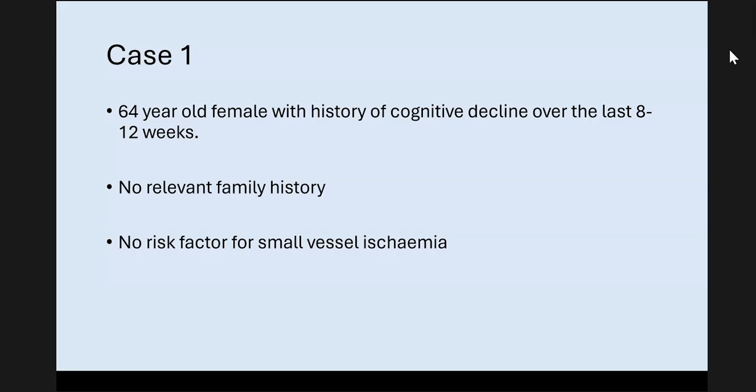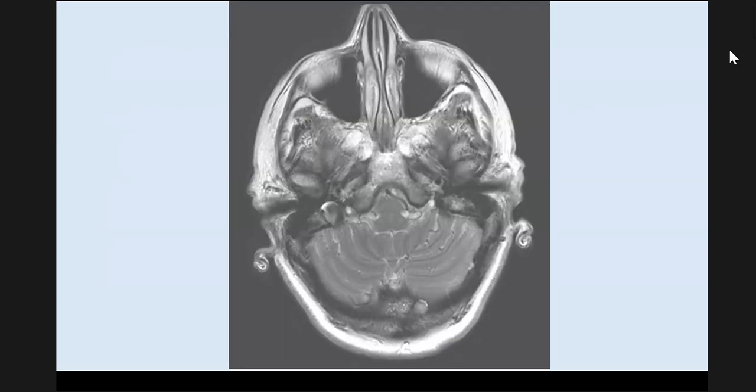64-year-old female with history of cognitive decline. This has been worsening and lasting for about the last 8 to 12 weeks. No relevant family history as such, and no risk factor for small vessel disease, small vessel ischemia. So I'm just going to scroll through some selected T2-weighted axials and some other sequences.